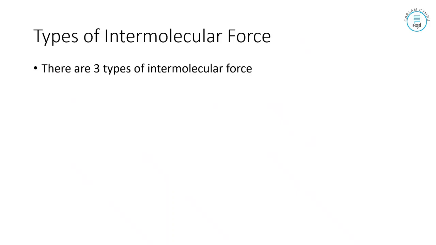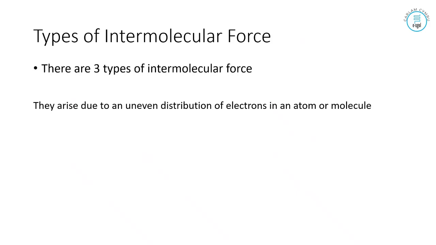So what we're going to do then is look now, that's a kind of GCSE picture. We're actually going to explore those different forces that hold these molecules together. And there are 3 types of intermolecular force, but they all arise due to uneven distributions of electrons in atoms or molecules. So we're going to explore now what causes these uneven distributions.